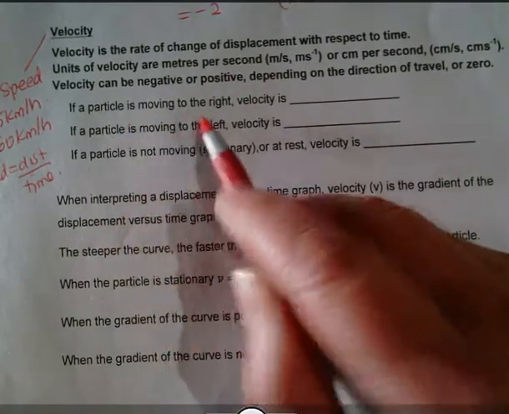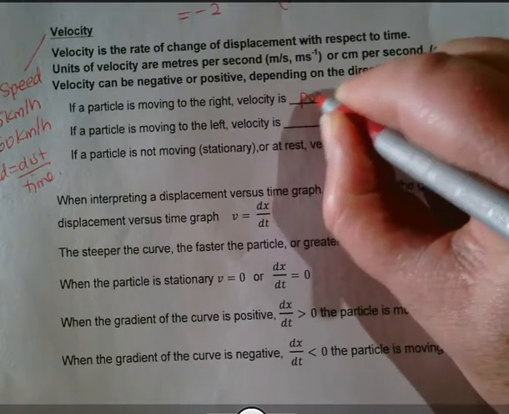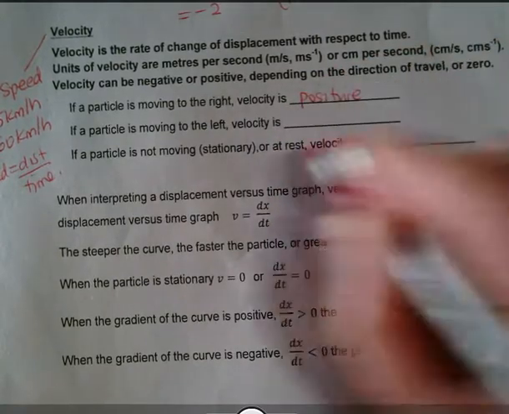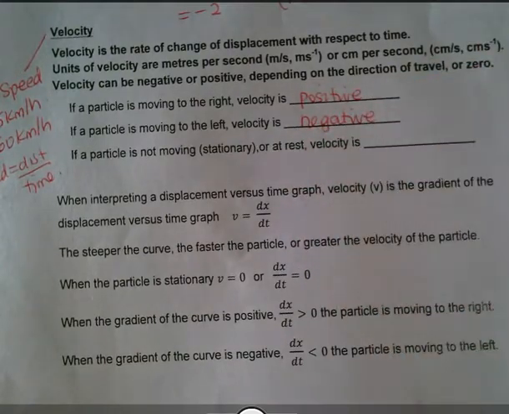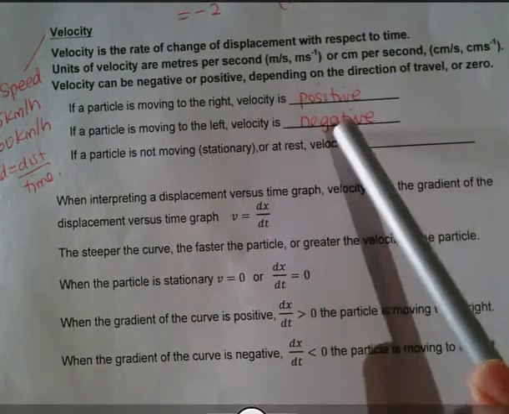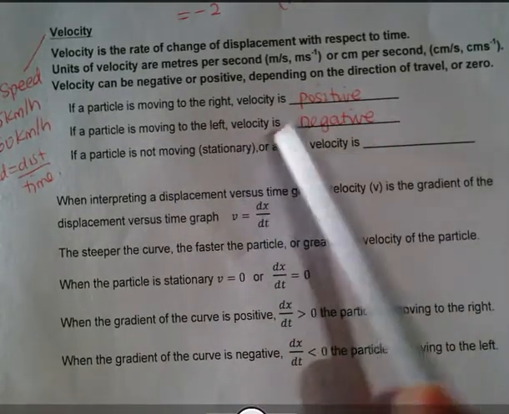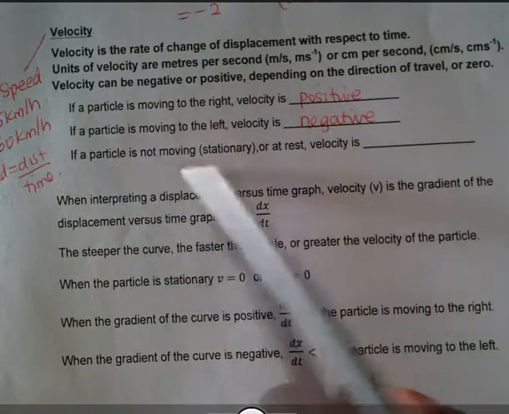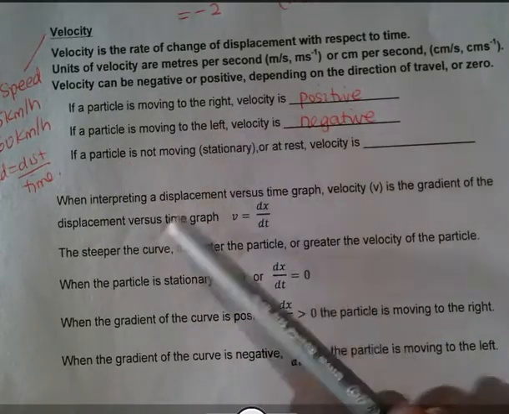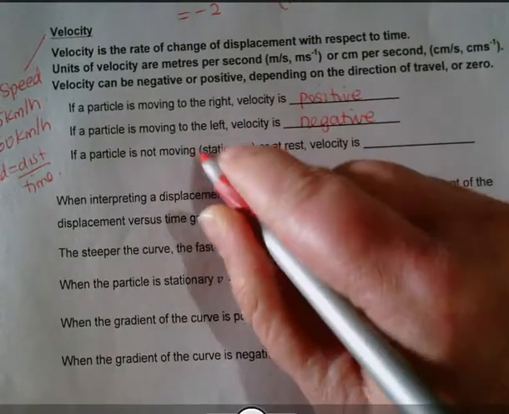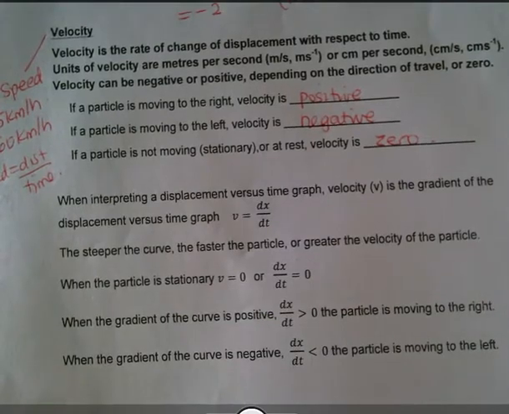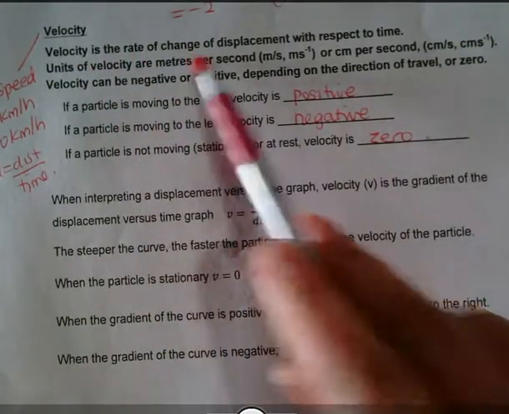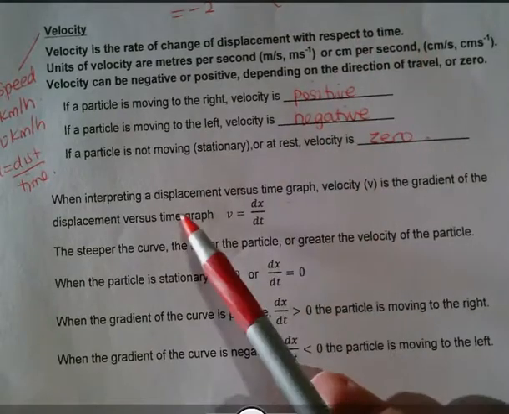So if a particle is moving to the right, then the velocity is positive. Now, if a particle is moving to the left, the velocity is negative. Now, remember, you cannot travel at speeds below 0. So if you have a negative velocity, it just means that you're moving to the left. And if a particle is not moving, or we say stationary or at rest, velocity is 0.